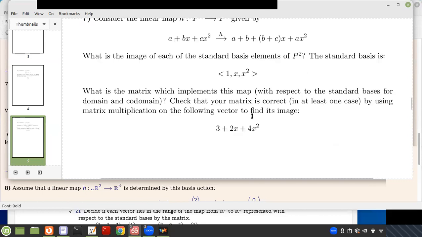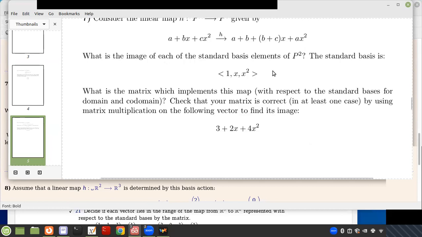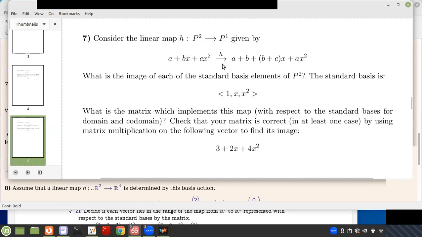So you get the matrix, and then you can check that it is correct by using this formula to find the image of a polynomial, representing it as a vector, multiplying your matrix in, getting an answer, and translating back. You should get the same vector. So this is just a sanity check that you understand how to go back and forth between polynomials and representations.